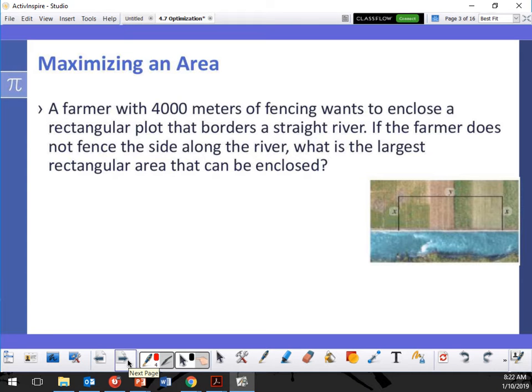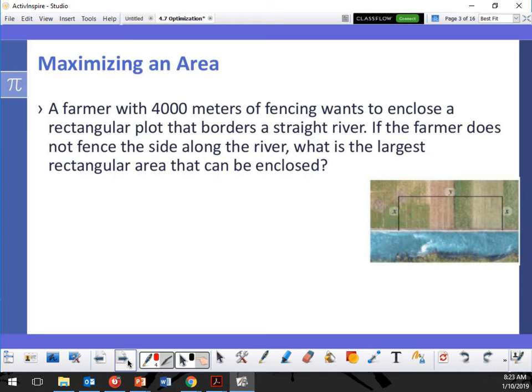Farmer. Okay, what did I say? Read it. Let's go through this. A farmer with 400 meters of fencing wants to enclose a rectangular plot that borders a straight river. The farmer does not fence the side along the river. What's the largest rectangular area that can be enclosed? Okay. There is step one.